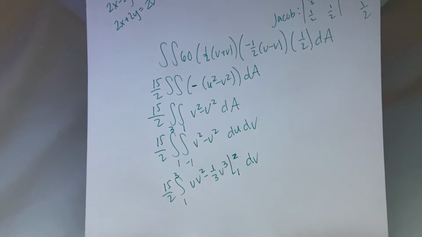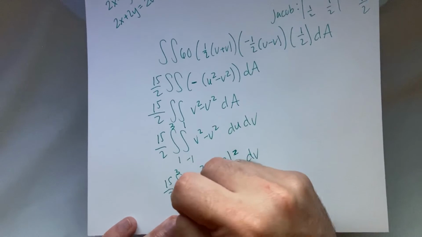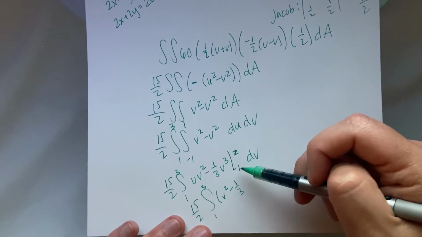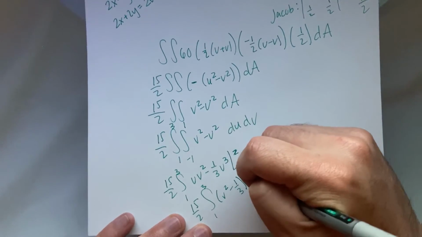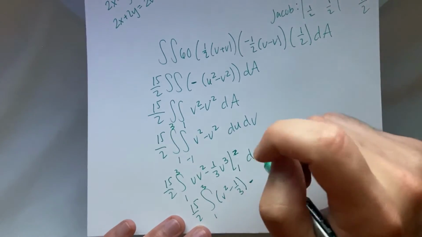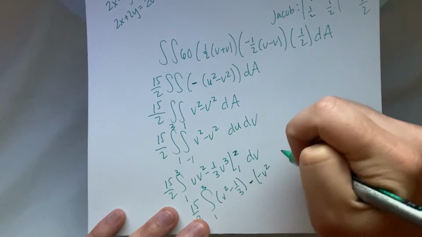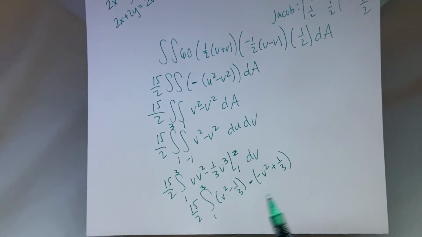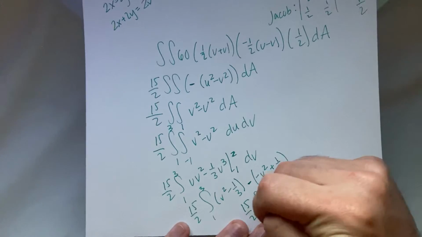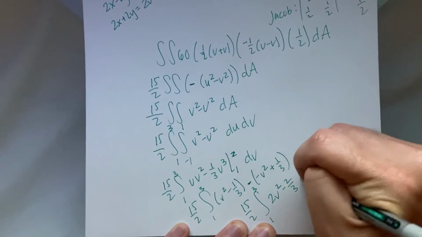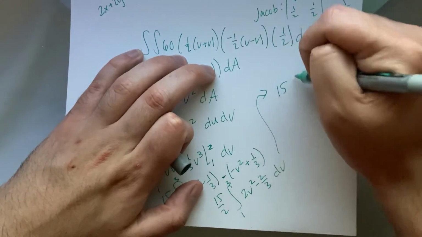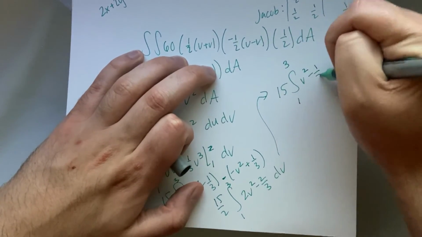So if we plug in 1, we get v squared minus 1/3. When we plug in negative 1, we get minus, looks like negative v squared plus 1/3. So that would end up being 2v squared minus 2/3, still dv. The 2 I can pull out to cancel out here. So this should become 15 times the integral from 1 to 3 of v squared minus 1/3 dv.